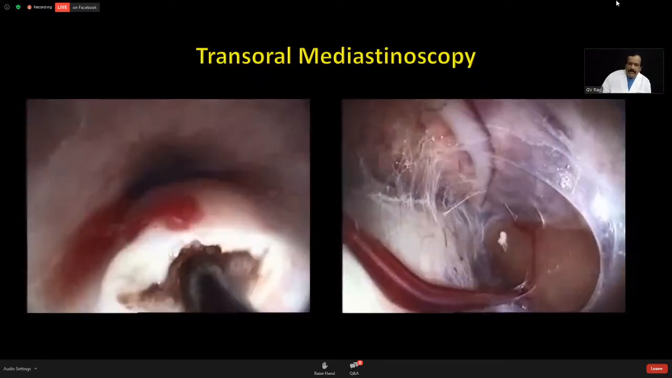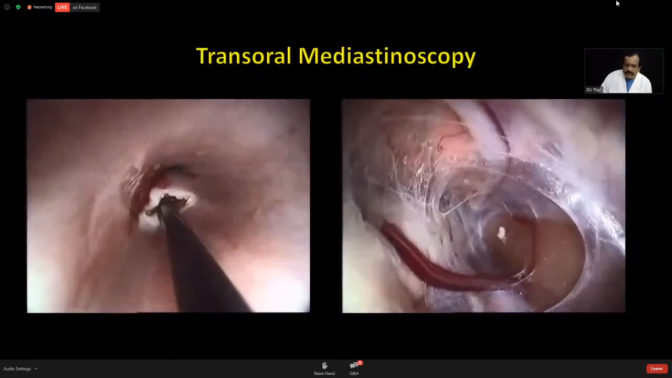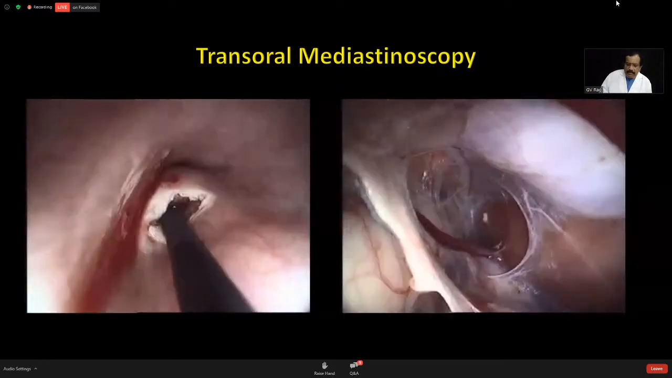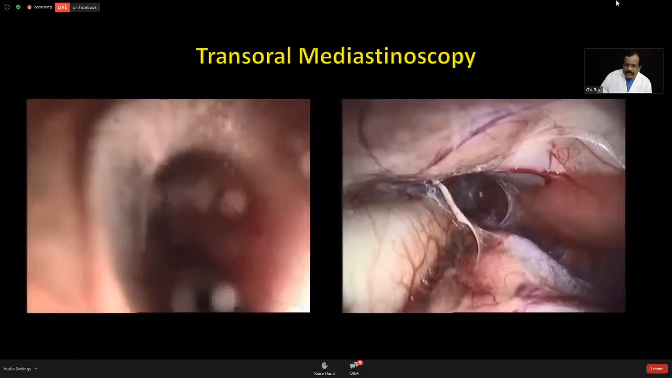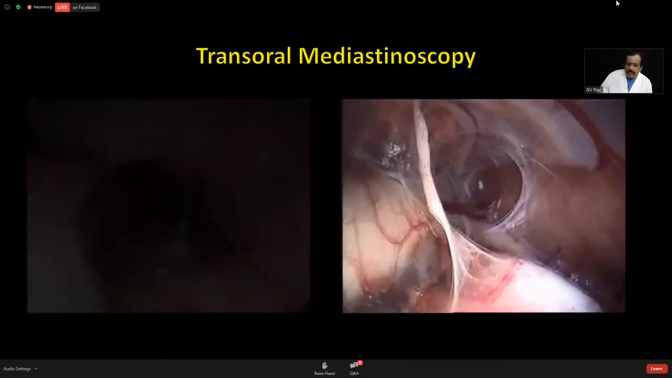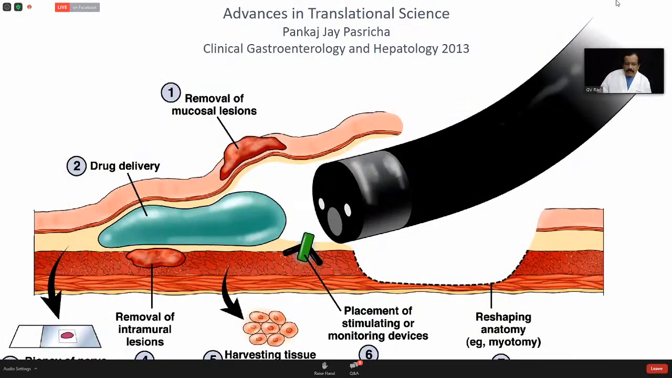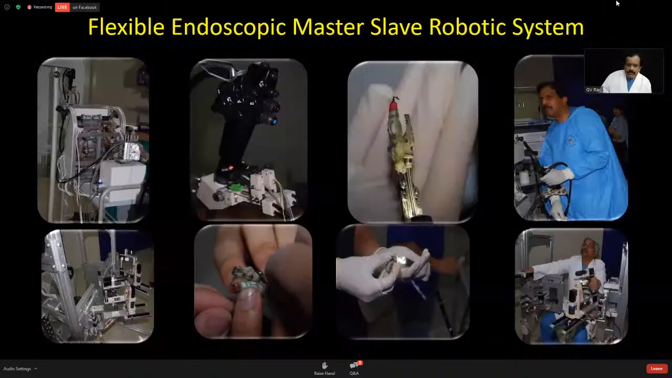And transoral mediastinoscopy is another procedure that might come in a big way into clinical practice. Initial results with animal experiments are quite encouraging, and we'll see more and more of these procedures. And as I told you, third space is a new modality and a new science and a new specialty by itself, wherein umpteen number of procedures can be done. And in the near future, we'll be seeing more and more of these.